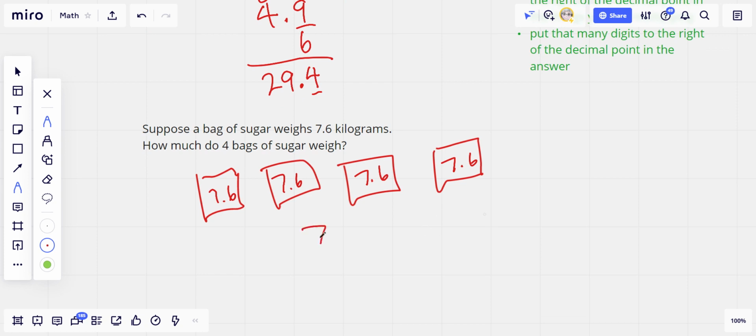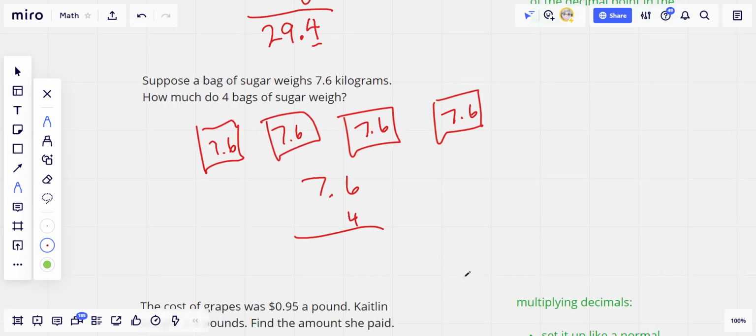So let's go ahead and set that up. We're going to put the 7.6 on top because it's got more digits. And then we're going to ignore the decimal point for the time being and just do the multiplication. So 4 times 6 is 24. And so I put the 4 down, carried the 2. 4 times 7 is 28, 29, 30 when we add the 2. So 304, and then we've got 1 digit behind the decimal point. So 30.4 altogether.